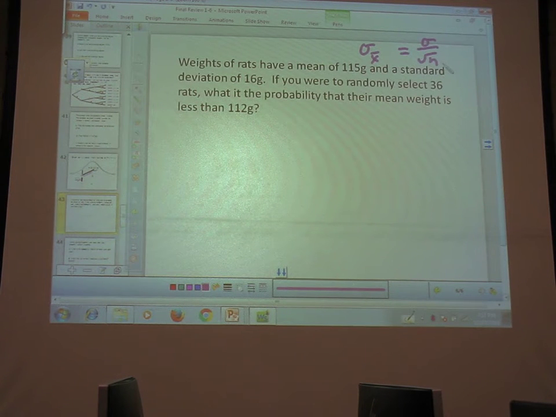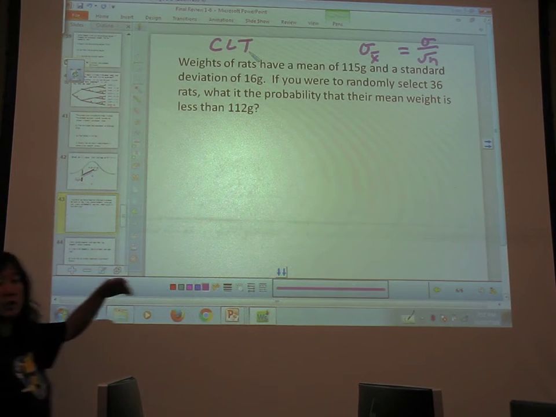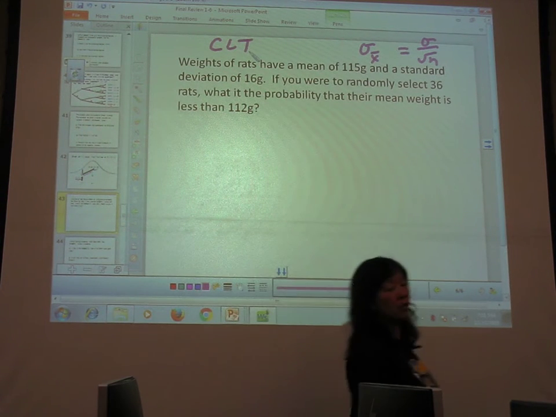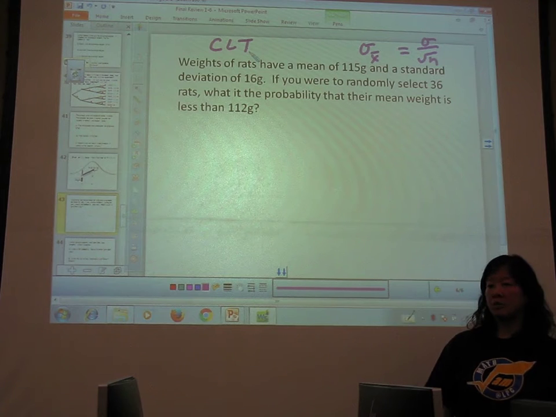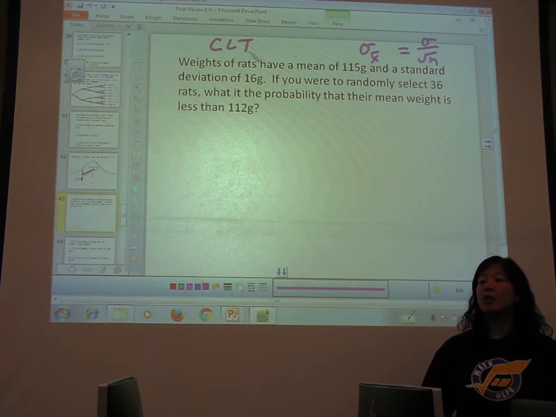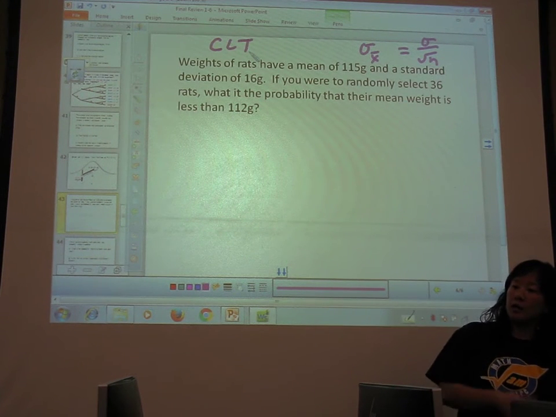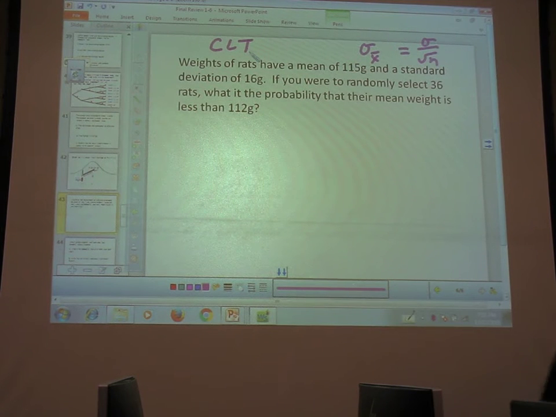So everything else is the central limit theorem, right? Everything else is exactly the same as you just did a second ago, only instead of using the regular sigma, you're going to use sigma X bar. Instead of using 16, you're going to use 16 divided by the square root of n. So why don't you guys go ahead and work on that one.